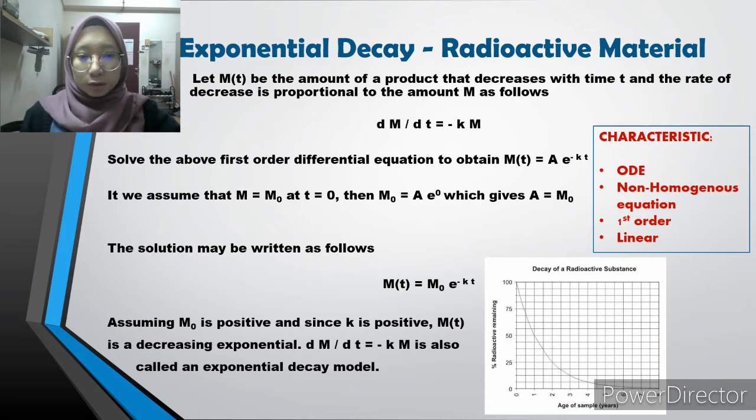And then we solve the above first order differential equation. We will obtain M(t) equals A e to the power of negative kt. Then we assume that M equals M0 at t equals 0, so M0 equals A e to the power of 0, which gives A equals M0. The final equation will be M(t) equals M0 e to the power of negative kt. Here I attach a graph for the decay of a radioactive substance for this application.